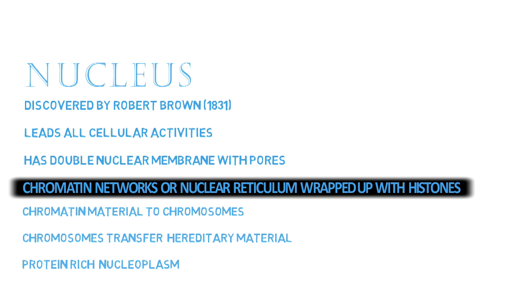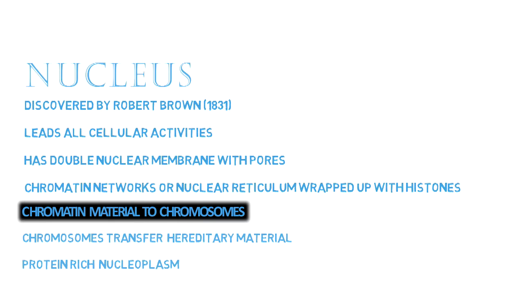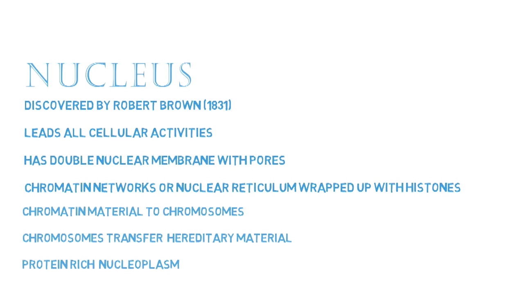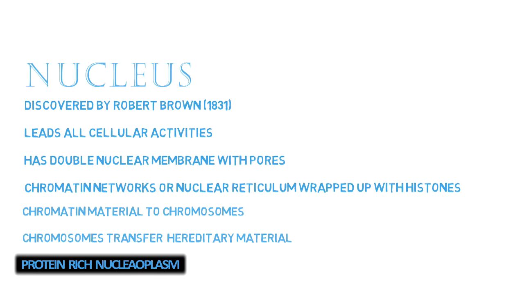If you remember, I told you earlier that histones are the basic need of chromosomes. During cell division, chromatin material changes itself into chromosomes, and then chromosomes transfer hereditary material to the offspring. And obviously all these activities happen within a fluid-filled nucleus, and that fluid is called nucleoplasm, as we have cytoplasm and nucleoplasm. So the nuclear membrane differentiates cytoplasm and nucleoplasm.